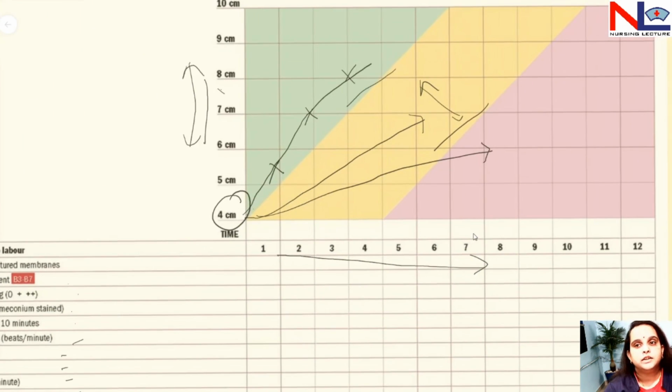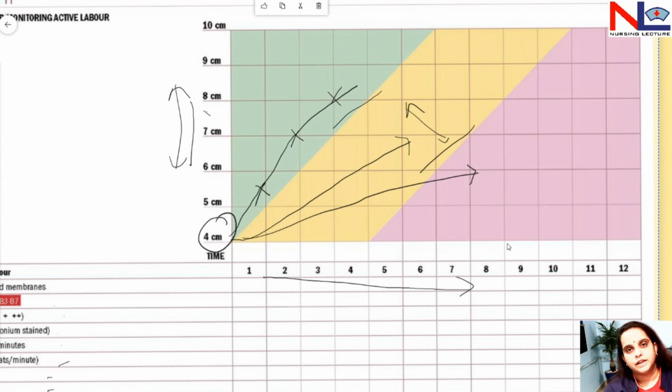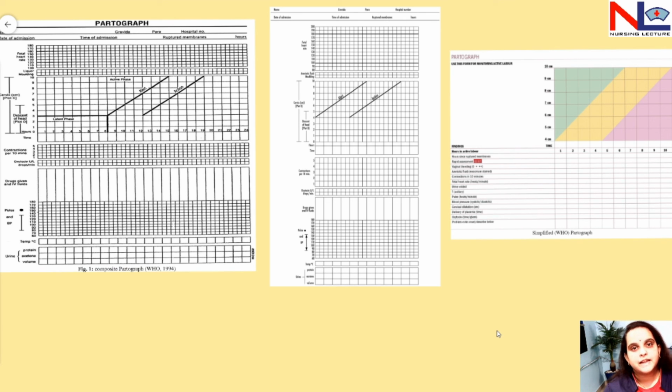So this is the third version of the partograph, that is called the simplified partograph. Here in this lecture we have seen three types of partograph. This one is the composite partograph. This is the modified partograph, which we usually practice in specialized hospitals, and the simplified partograph is generally used in the primary health center.